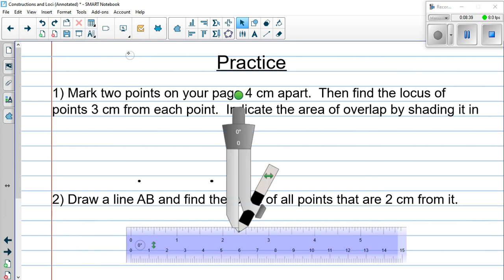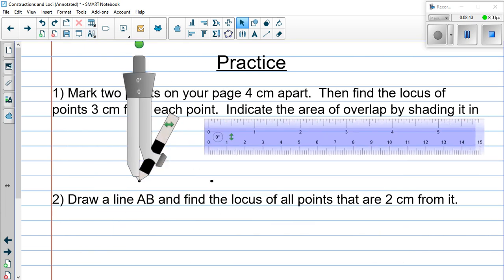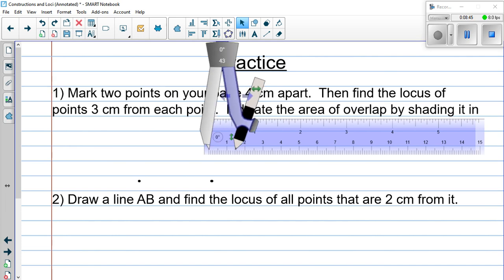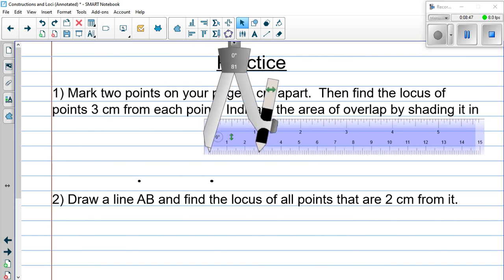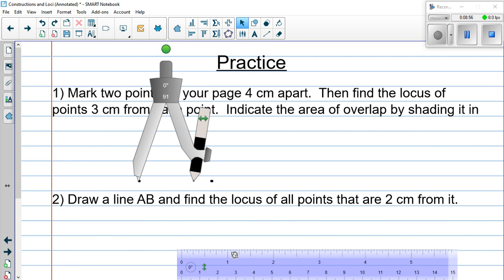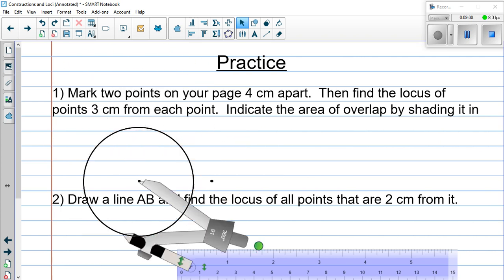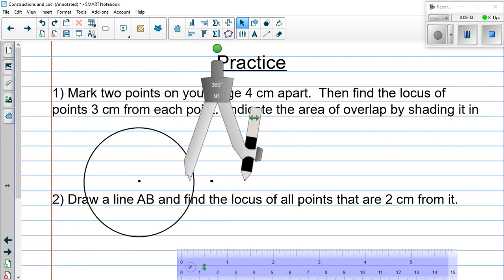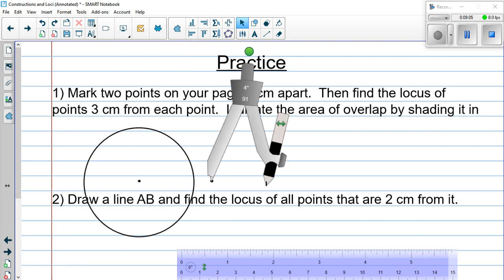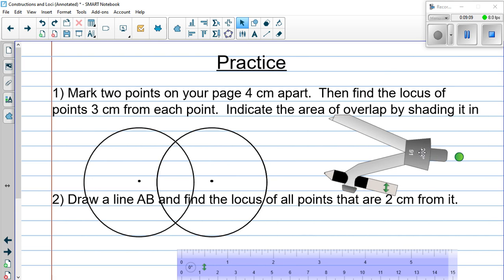So what's it actually asking us to do? It's pretty simple. So first off, we need to find 3 centimeters with our compass. So remember when we're measuring that, we just put a ruler on the page and use our compass over top. So we have 3 centimeters. So here, it's a circle, right? Around a point, it's just a circle with the radius specified. And we're doing the same thing for the other point. So the locus is those circles, right?